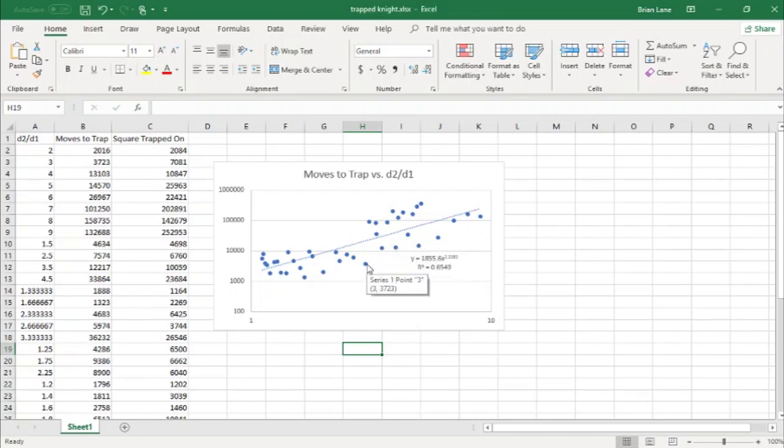So 6, 5, 4, 3, and I think this one is 2. No, that's 2/3. So the integers make up some of the lowest points on this graph, but they don't make up the only low point. So here you've got 5/3. You've got a ratio of 5 to 3, and that's an even lower point than 2 to 1 is.